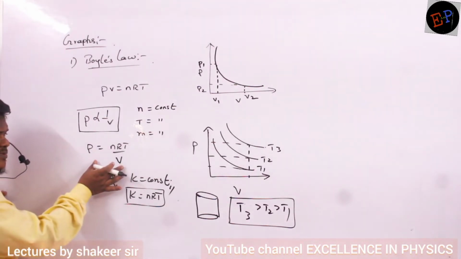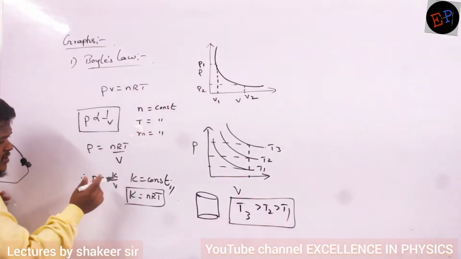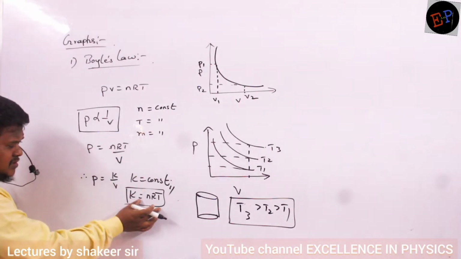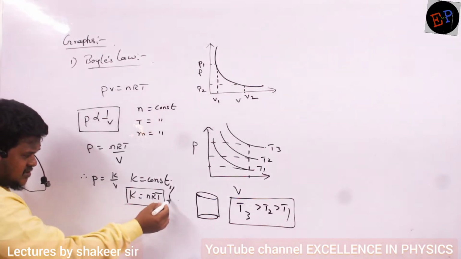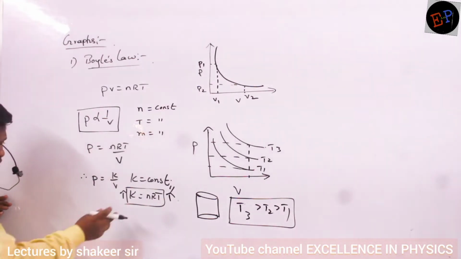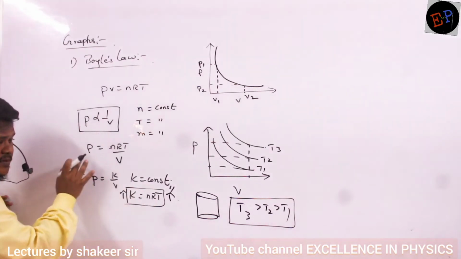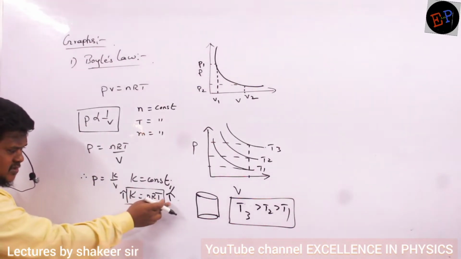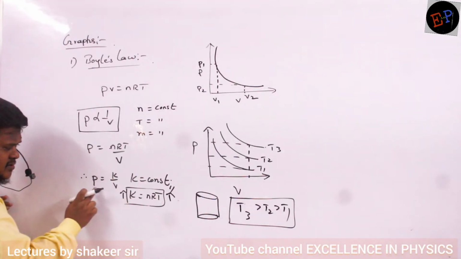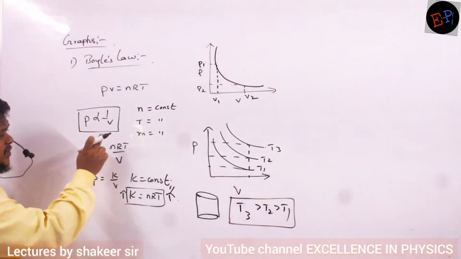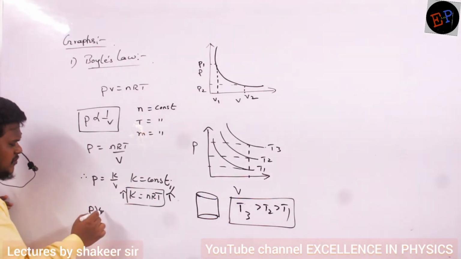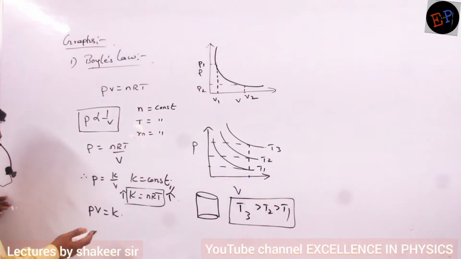So, if you look at this equation, are you able to understand? Here nRT is a constant, no? nRT is a constant. So, if temperature increases, this K value also should increase, no? K is equal to nRT. By observing this equation, if temperature increases, K value also should increase. If K value increases, then the product of P into V also should increase. P into V is a constant. This is called Boyle's law, no?